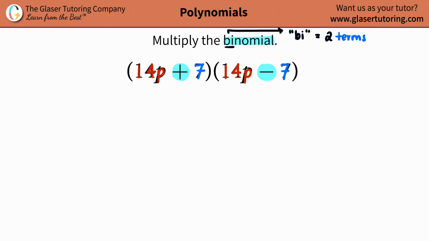Now with this, all we have to worry about is reds go with reds and blues go with blues. So I'm just going to take my 14p and multiply it by 14p. Then 7 with the 7. We must take into consideration the signs though, so one is positive and one is negative. But let's do the reds first. 14 times 14. Ooh, 14 squared. 14 squared, anyone? Anyone? Yeah, you got it. 196.